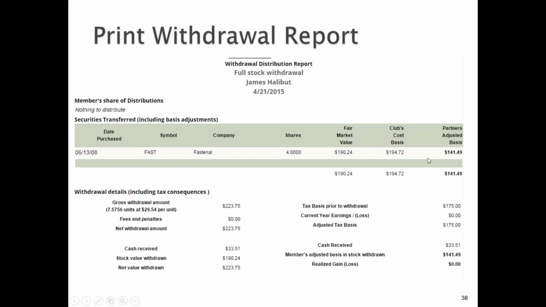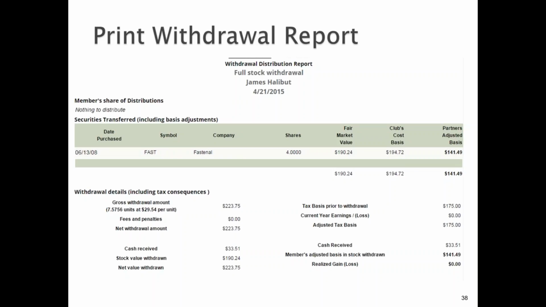Everything is there. So when James here sells that Fastenal stock, hopefully at some point down the road, it'll be worth $200, or $300, or $400. And when it comes time to calculate his value, well, the club paid $190 for the stock, but his cost basis is $141. So if it's $400, he'll have roughly $260 worth of capital gains on which he's going to pay taxes. So the software calculates all that. It's just important that we understand how that works.